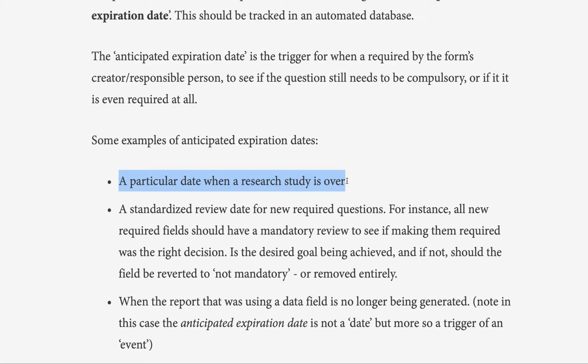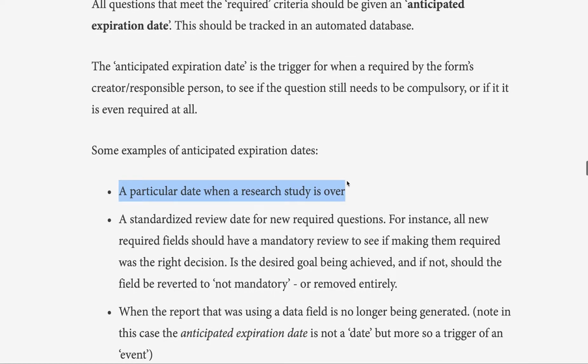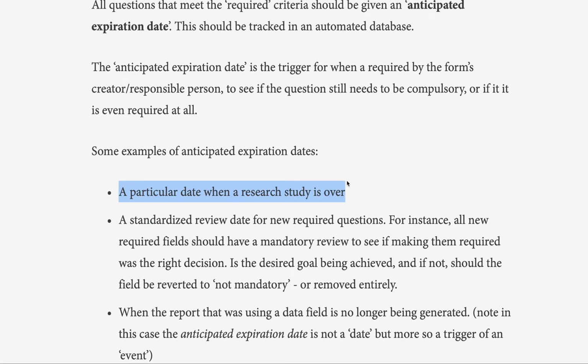If the goal was to streamline the pathology triage process by making these 5 questions mandatory, did that actually streamline the pathology referral process? If it didn't, should those questions be reverted back to non-mandatory or even removed? If it did improve the triage process for pathology, then those questions should be retained in the form, but they should set yet another mandatory review date in the future, another anticipated expiration date. But that date could perhaps be much further in the distance, because we know that the first check at least was successful.